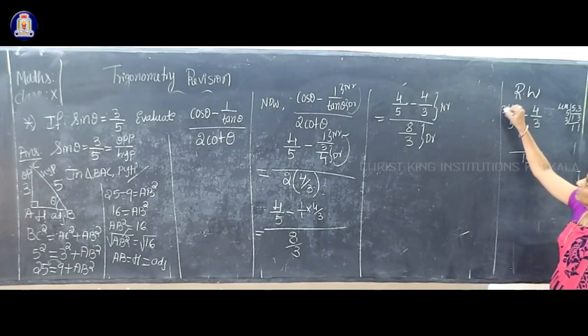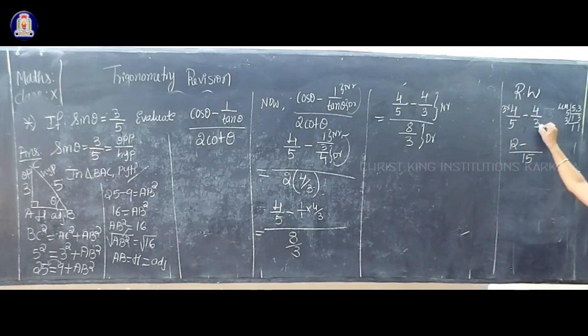5 3s are 15. 3 into 4 is 12, minus 3 fives are 15. So it is 5 into 4 is 20. So 12 minus 20 is how much here?